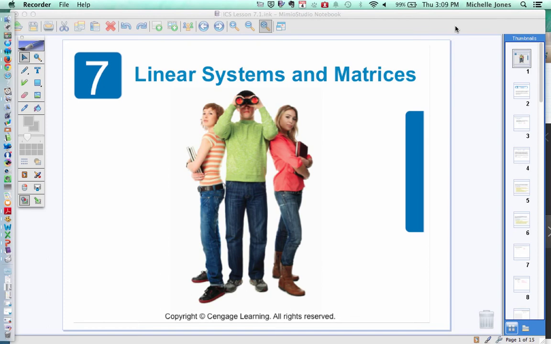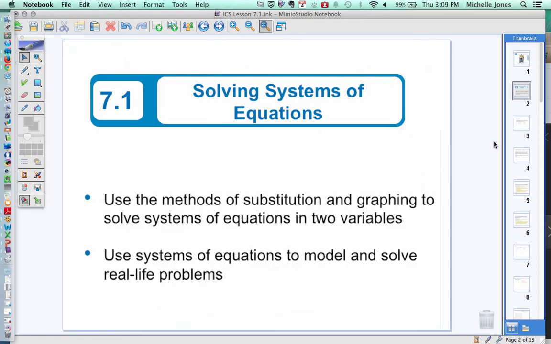Chapter 7, Linear Systems and Matrices. We're going to start off with Chapter 7.1, Solving Systems of Equations. So the objectives for this lesson are to use the methods of substitution and graphing to solve systems of equations in two variables. And then in another video, we're going to learn how to solve systems of equations to model and solve real-life problems.